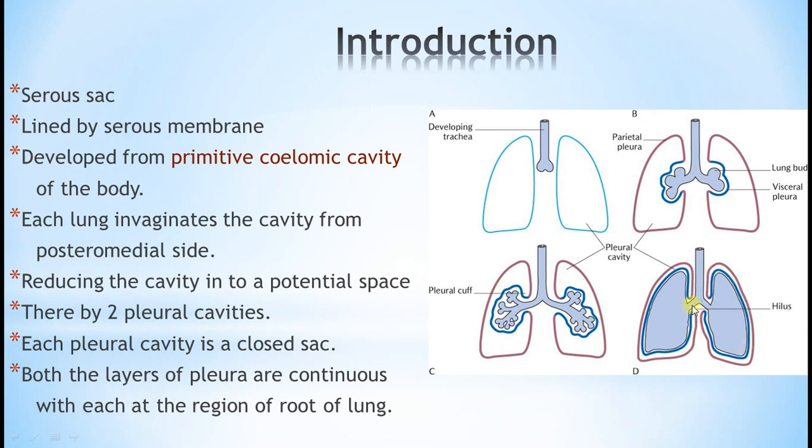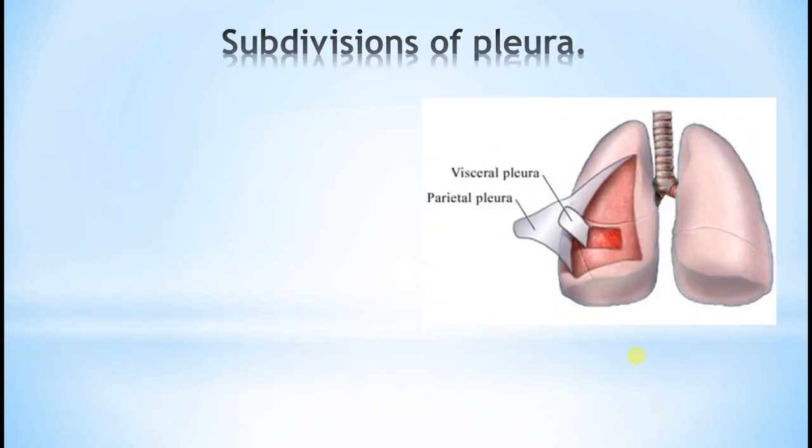So that means this serous sac is a closed sac. It does not communicate outside. It is a closed sac, and both the layers, even though separated at one place, at the root of the lung you are able to see they are continuous. One reflects onto the other.